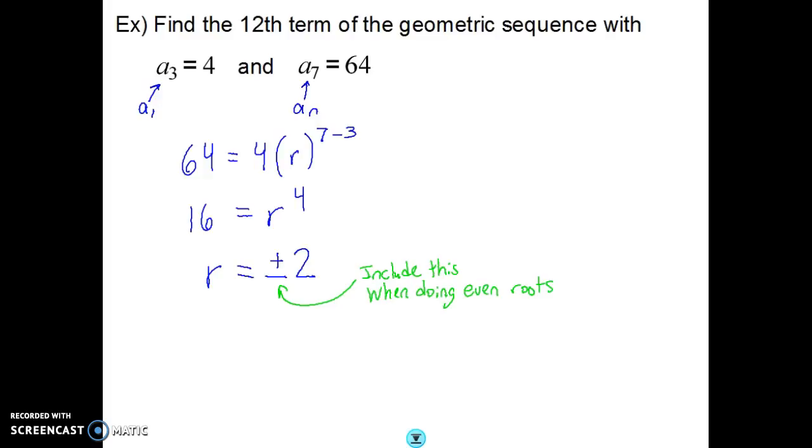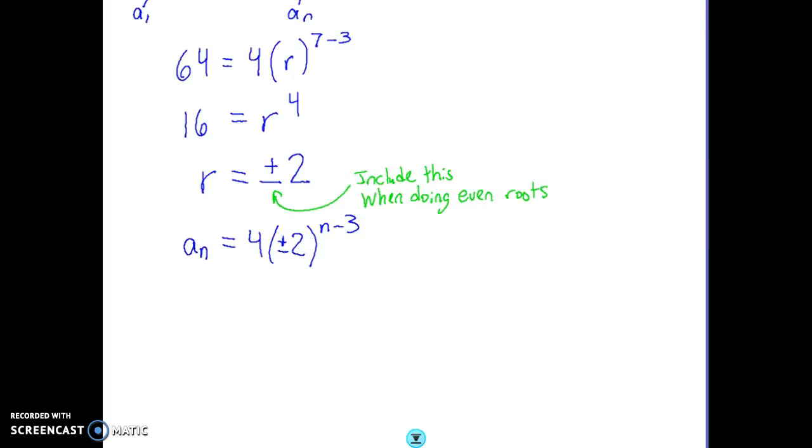Okay, so from here, we now can write a rule to use. We're still going to use a sub 3 instead of a sub 1. So now I can say that our rule is a sub n equals 4 times plus or minus 2 to the n minus 3. So we're actually going to have to consider two different cases here when we go to find our 12th term. We'll have to consider the case where we have positive 2. We'll also have to consider the case where we have negative 2. So let's look at the positive case first.